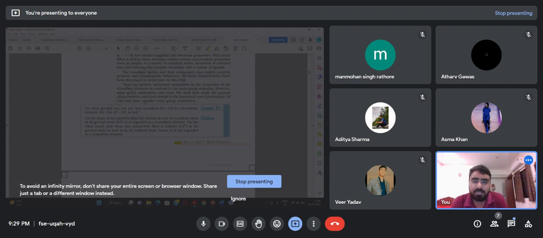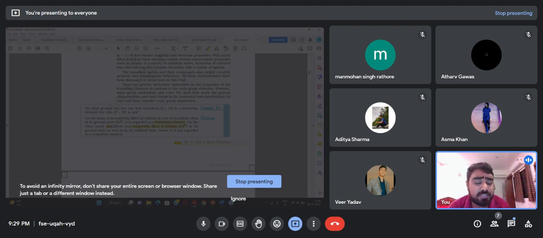Let's do this example 8.1. On what ground can you say that scandium, Z equal to 21, this is the atomic number, is a transition element, but zinc, Z equal to 30, is not? Okay, so you can read the answer. On the basis of the incompletely filled 3d orbital in the case of scandium in its ground state, it is regarded as a transition element, as I told you. But in the case of zinc, which has a completely filled d orbital, 3d10, in its ground state as well as in its oxidation state.